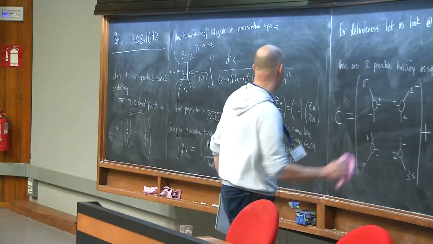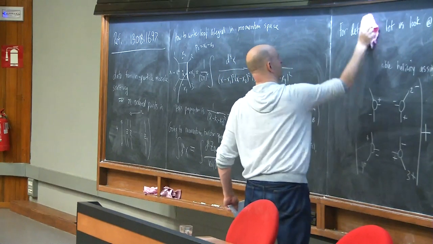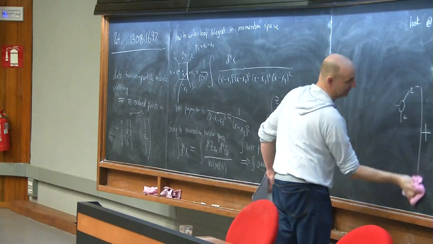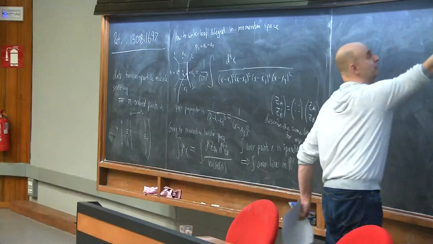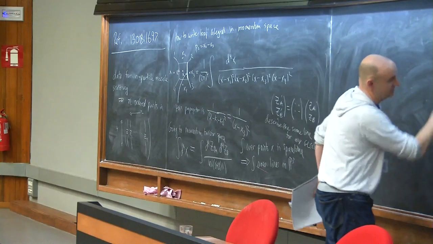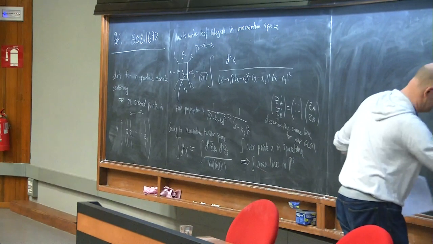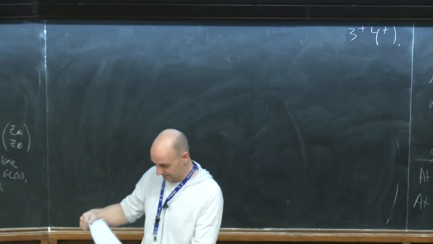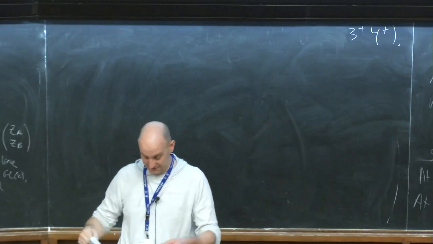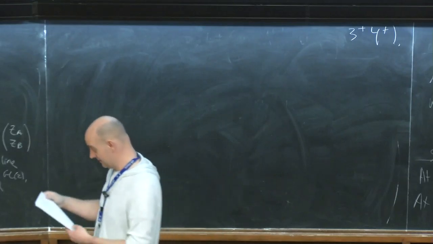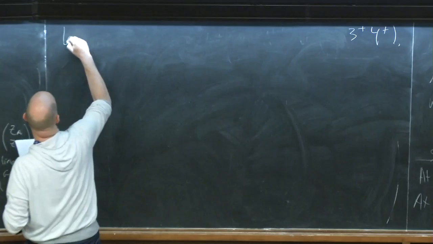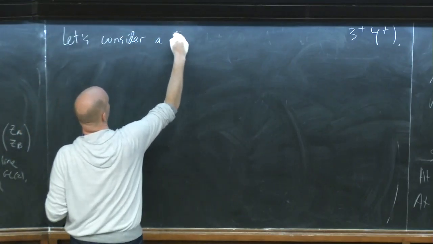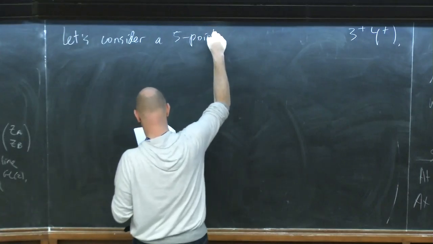Okay, anyway, that's how you transform the measure into momentum twistor space. I dwelled perhaps too long on that because I actually won't use the measure. I'm just interested in discussing rational functions. All right, so this is literally my last half page. Let's consider a 5-point example.